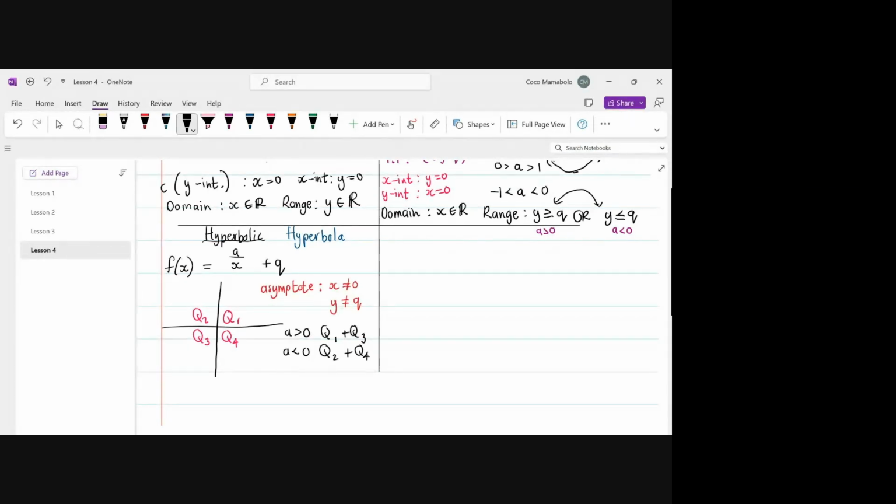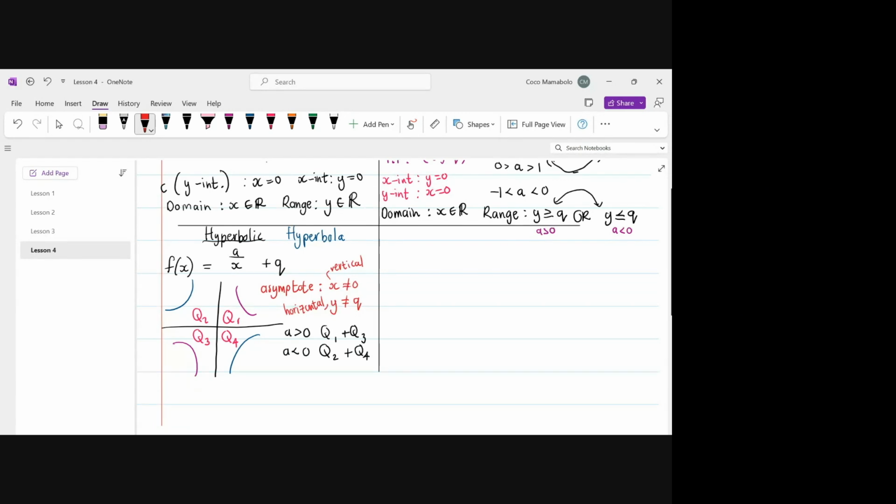So what I mean by that is the purple one, if it's positive, we will draw it here and here. And if it's the blue one, we will draw it here and here, because our graph will always have two separate pieces because of our asymptotes. Just to remind you, your x asymptote is your vertical asymptote because it touches the x-axis, which means it goes up and down. That's vertical. And your y asymptote is always your horizontal asymptote.